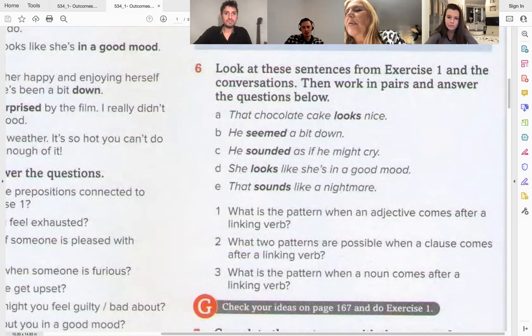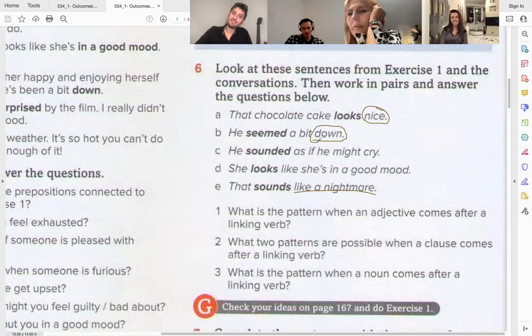What is the pattern? What does it look like and sound like? Well, looks like... is this a nightmare? Is this an adjective? No. What's the adjective? As if, it kind of describes something. Looks nice. Yeah, this is an adjective. What about up and down? Up describes where it is, down describes where it is.